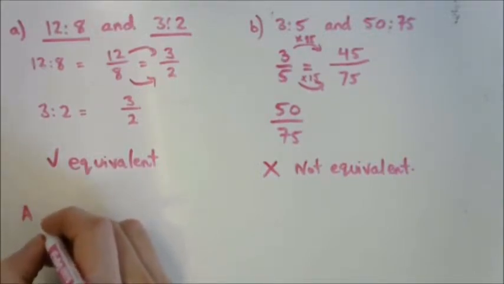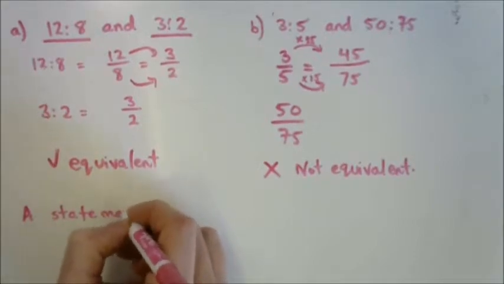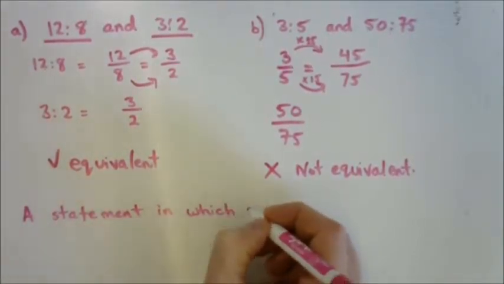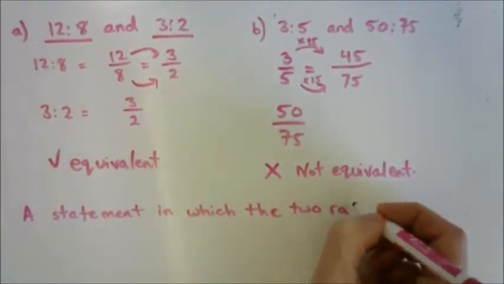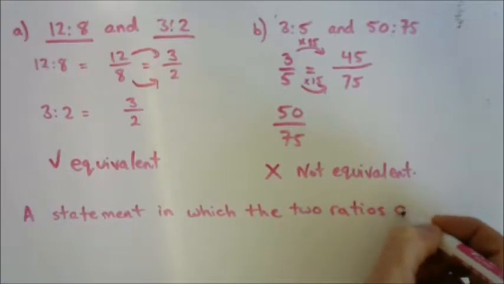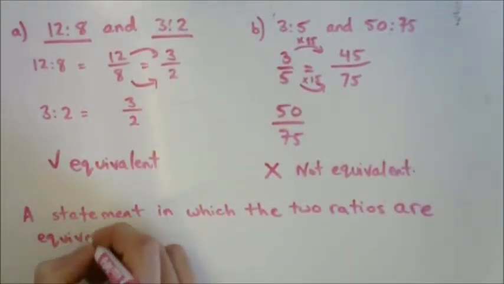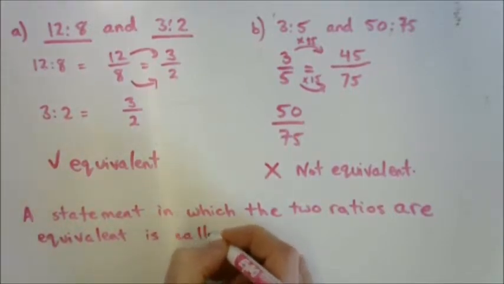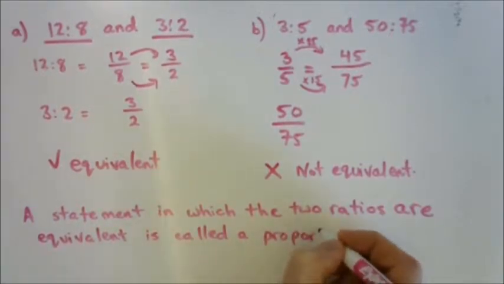At the bottom, you have a little bit of space for a little note here. We're going to write a statement in which the two ratios are equivalent is called a proportion.